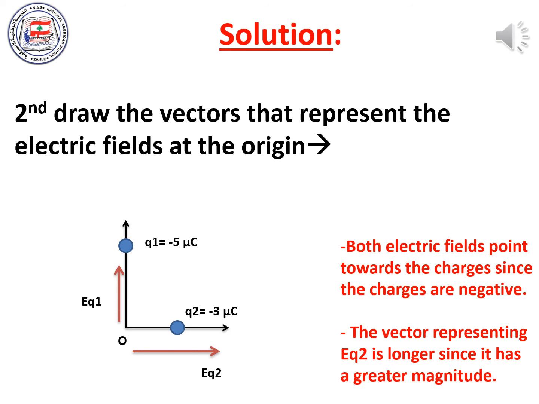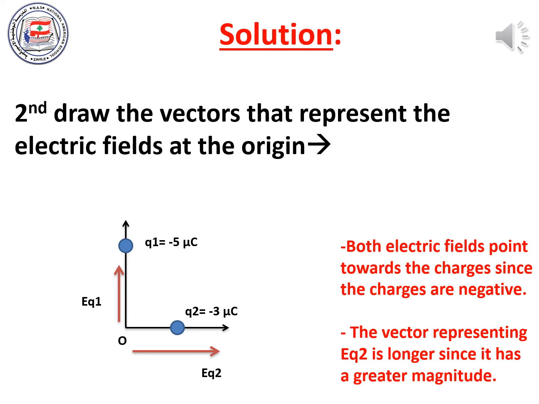In the second step, we should draw the vectors that represent the individual electric fields at the origin. So we draw EQ1 and EQ2, as you see in the figure in front of you. Both electric fields point towards the charges since the charges are negative. As we already know from the previous session, if a charge is negative, then the electric field points inwards towards the charge. And if the charge is positive, then the electric field points outwards, out of the charge. So here both charges are negative.